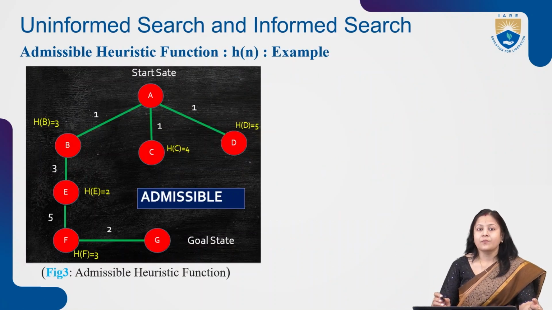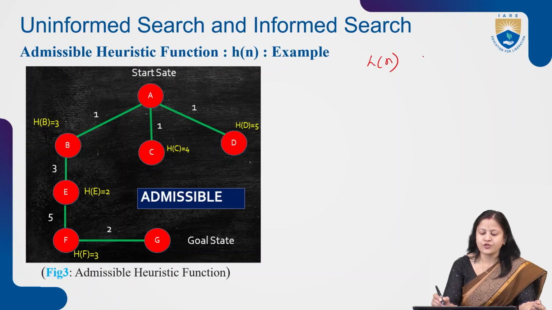Now we'll see one example of an admissible function as well as a non-admissible function. As I told, the condition is h of n should be less than or equal to h star of n. That means the heuristic value is always less than or equal to the actual total cost. Then only we can say that the heuristic value is admissible. Now you see the search space where we have so many nodes connected. The starting node is A, followed by B, C, D. Then from B again E is there, then F and G. And in this search space, A is the starting node and G is the goal node.